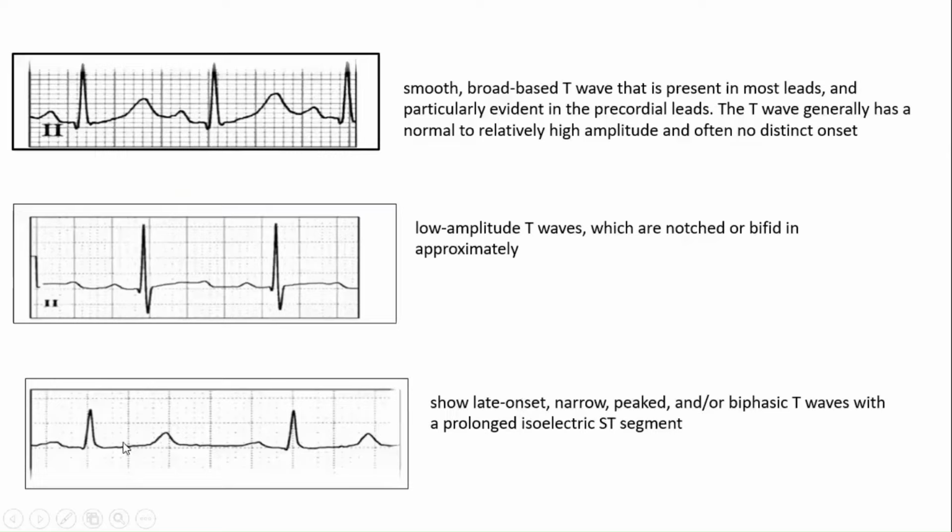And long QT3 is pretty distinct, so it will take a very long time to start, with a very prolonged isoelectric ST segment. So this is different from these two. You see a very long isoelectric ST segment, and then the T wave takes off, which is not broad-based; it is narrow, and more of a peak rather than a smooth, rounded slope. Then this is long QT3.